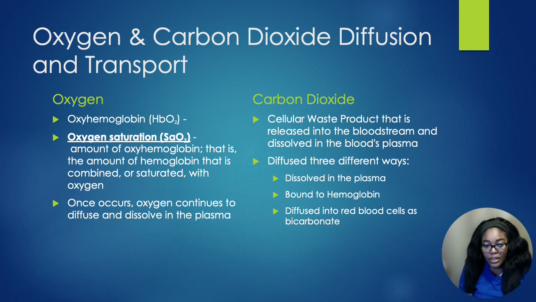But the way carbon dioxide is transported out of the body is through exhalation. So it has to go back through the blood system and essentially back into the lungs and be excreted that way through exhalation.